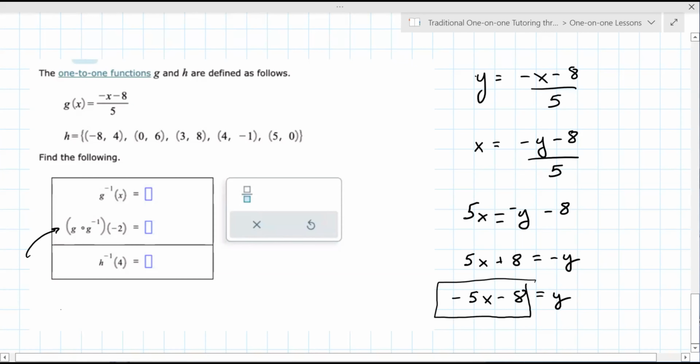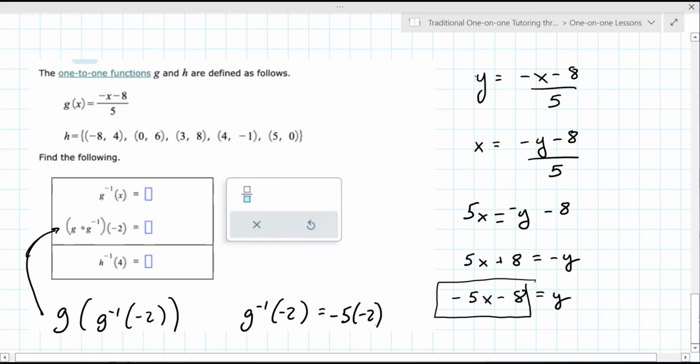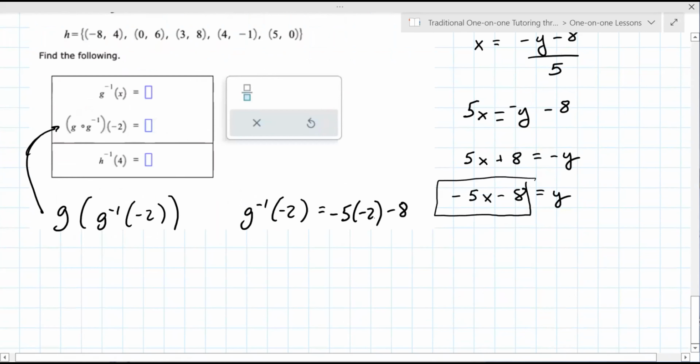So this says g of g inverse of minus 2. That's what the composition thing means. You always start with the inside one. So g inverse of minus 2, you use that function you just found. That's why you've got to find it. But we know the shortcut, but let's take a look one more time before we jump to conclusions. So it's minus 5 times minus 2 minus 8. So that's 10 minus 8, which is 2. But that's not our answer. That's the output of g inverse.